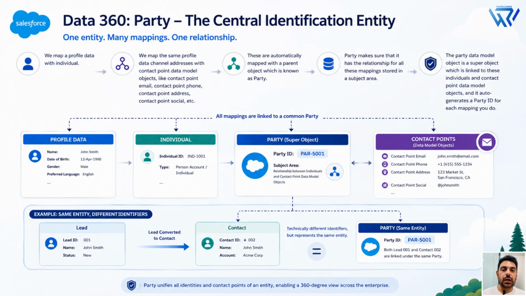The party data model object is a super object which is linked to these individuals and contact point data model objects, and it auto generates a party ID for each mapping you do. Suppose I have a lead 001 and that lead got converted to a contact which can be 002. Technically, these two are different identifiers of the same entity. The same entity can be termed as party.